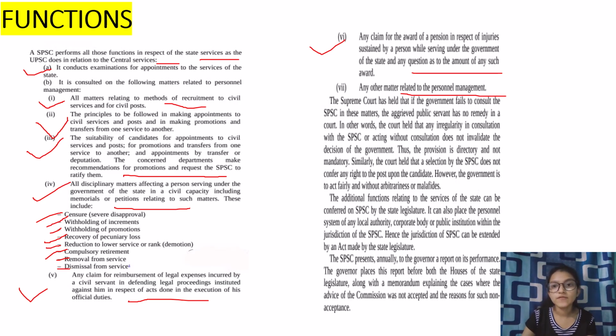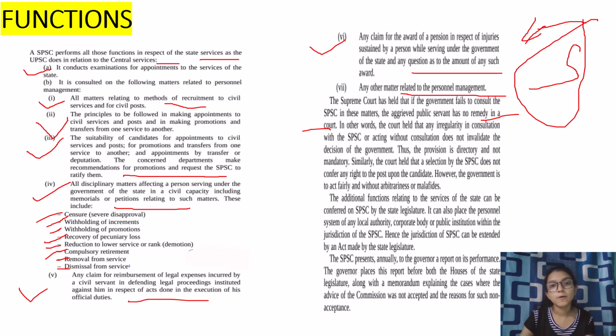The Supreme Court has held that if the government fails to consult the SPSC in these matters, the aggrieved public servant has no remedy in a court. So the Supreme Court says the state or the government holds all kinds of power to add new provisions to look after what the officials are doing. If there is anything happening, it is the duty of the government to look into it.